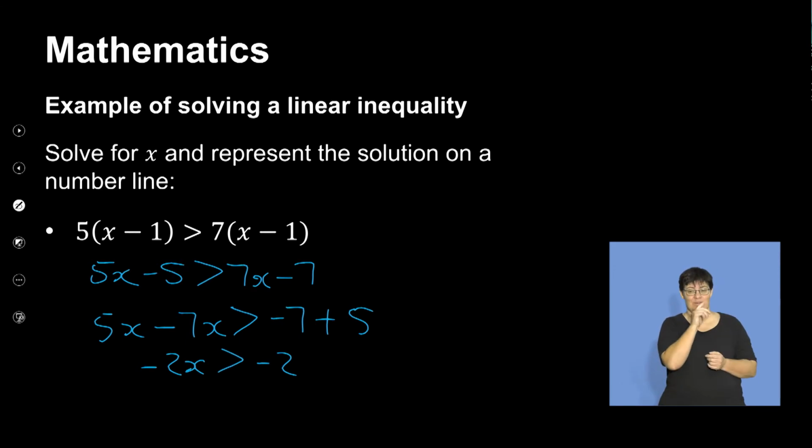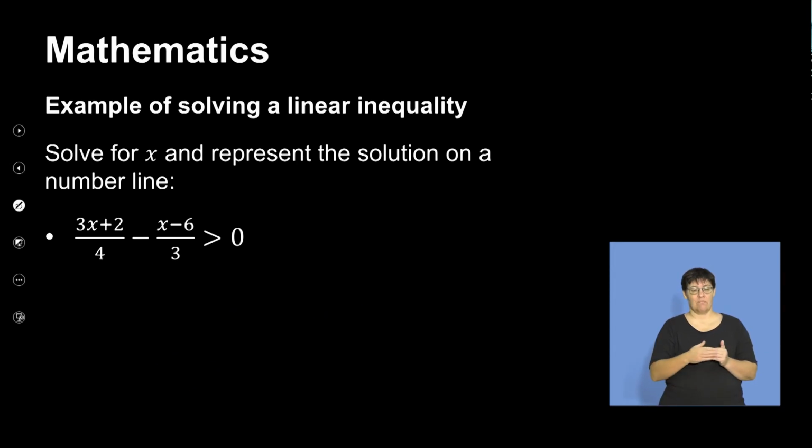Divide both sides by negative 2. Remember, the direction of your inequality must change, so it becomes x is now less than 1. And that's all the values that will satisfy this condition that I have here.